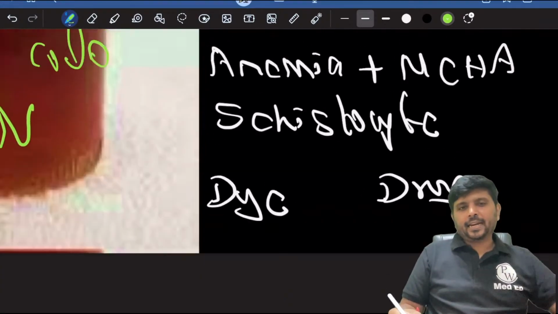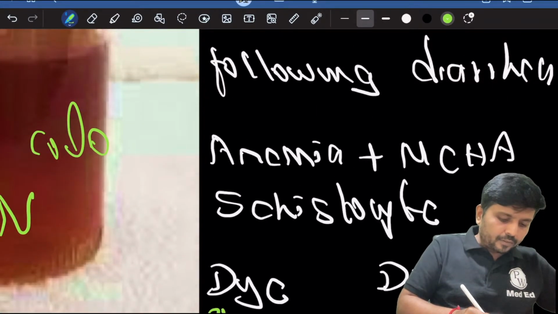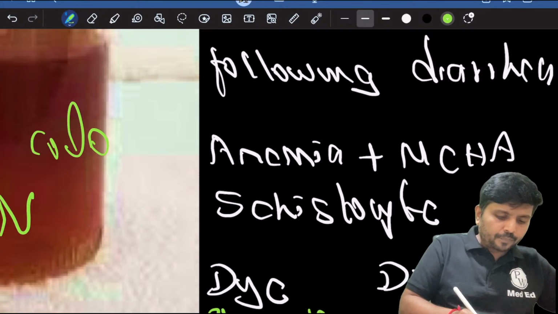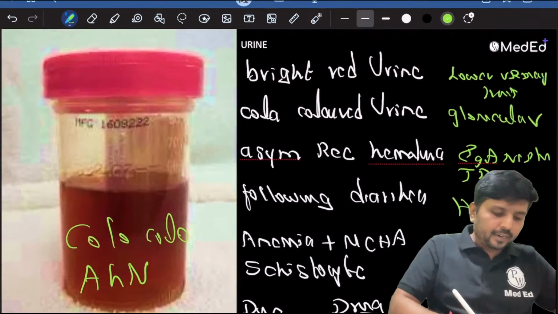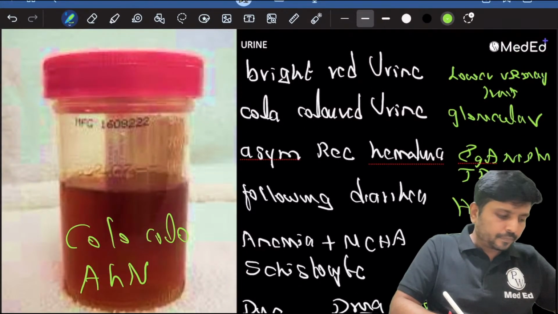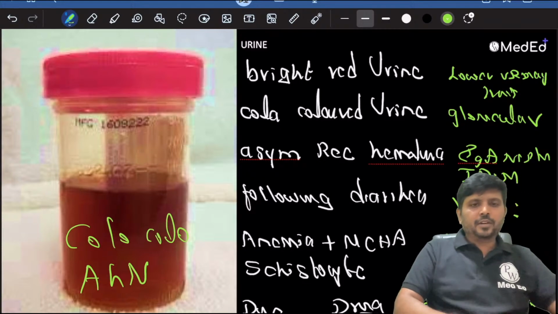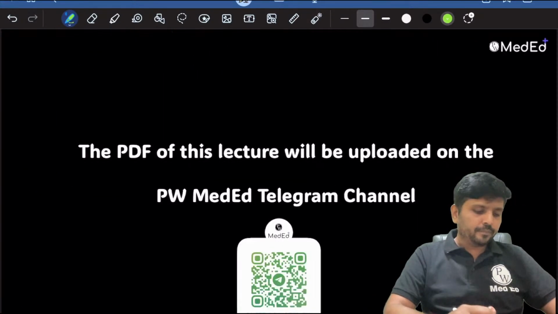What dye can produce red urine? Phenolphthalein. What drug? Rifampicin. Rifampicin can produce red urine.